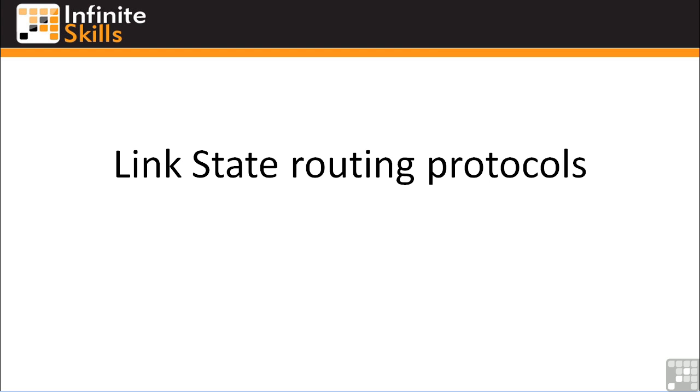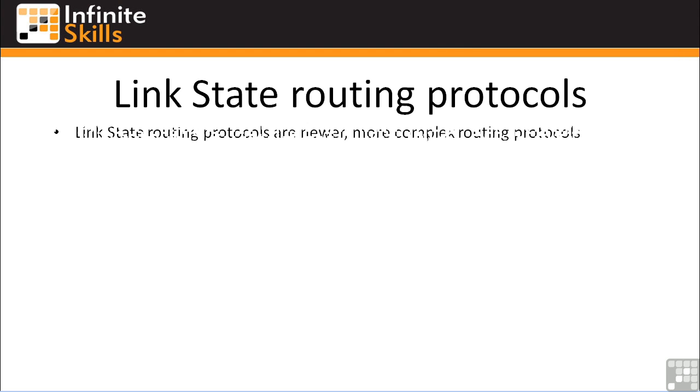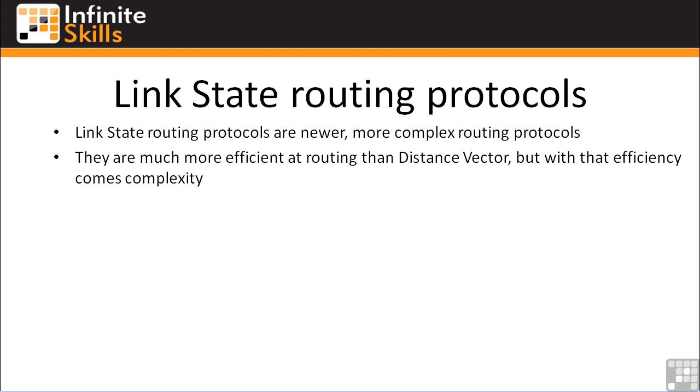So we're going to finish up our discussion of routing protocols and talk about link state routing protocols. Now, unlike the distance vector routing protocols, link state protocols are newer, they're more complex, and require more memory and CPU resources on your routers and switches. As a result, a lot of really old equipment or low-end equipment that you might see on consumer devices won't support any kind of link state routing protocols.